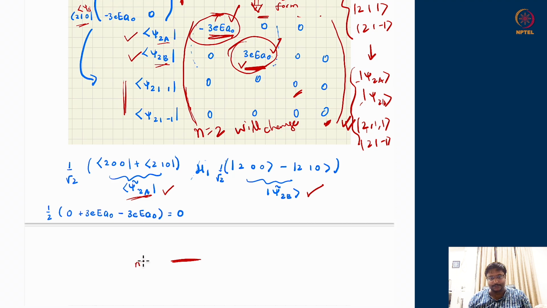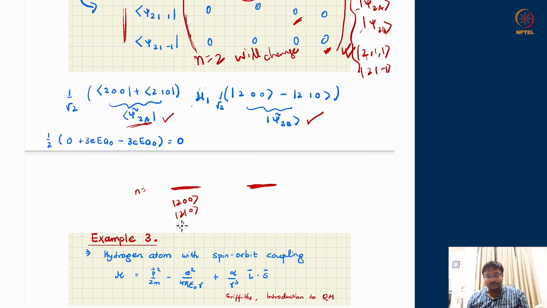All of them were having the same energy. Now it so happens after the correct application of the perturbation theory, degenerate perturbation theory rather, where I go to a correct basis. First I go to a correct basis again, which have all the same 4 states as the same energy. So this basis was for 2, 0, 0, 2, 1, 0, 2, 1, 1 and 2, 1, minus 1, while this is for psi 2a, psi 2b, 2, 1, 1 and 2, 1, minus 1. All these have the same energy.